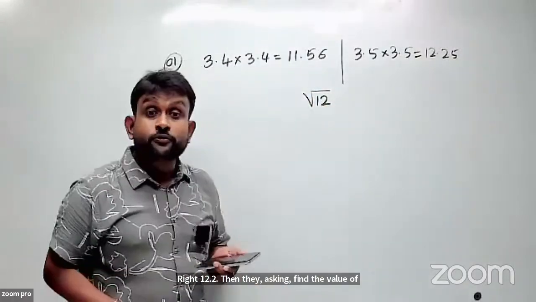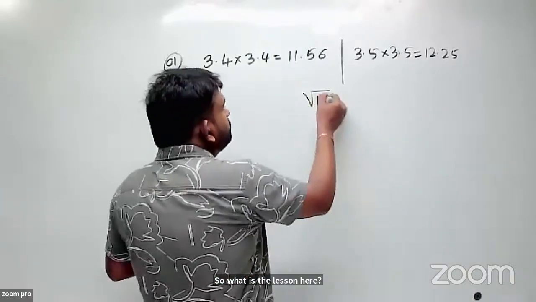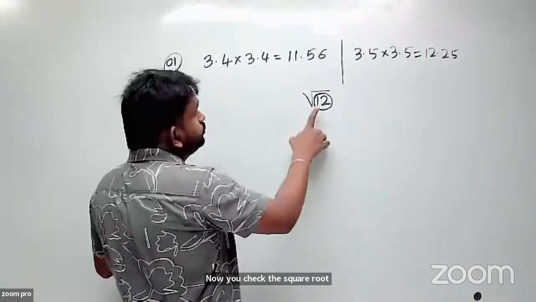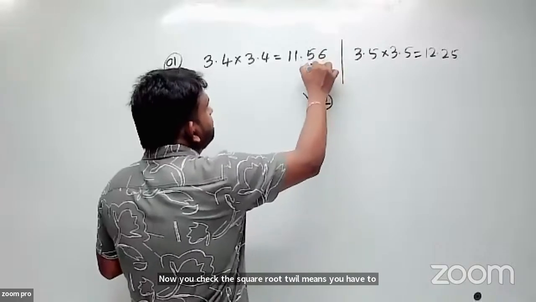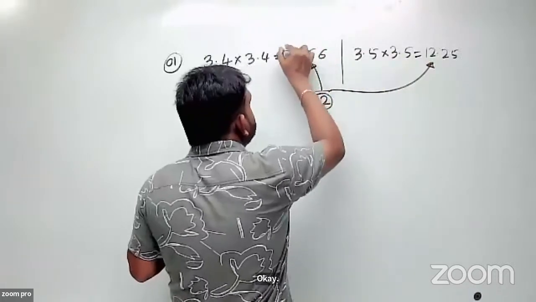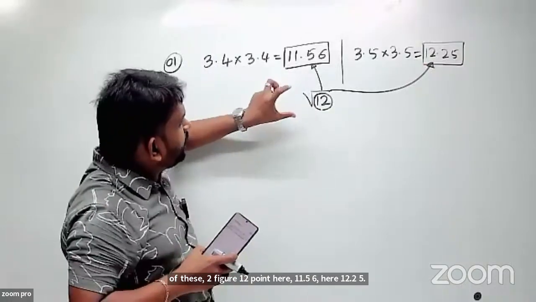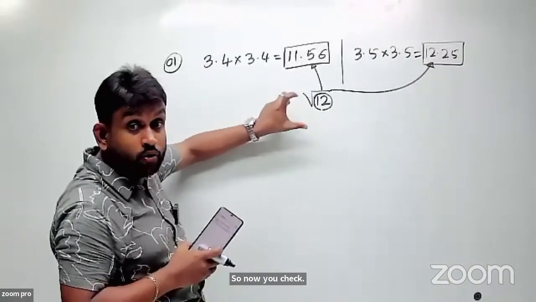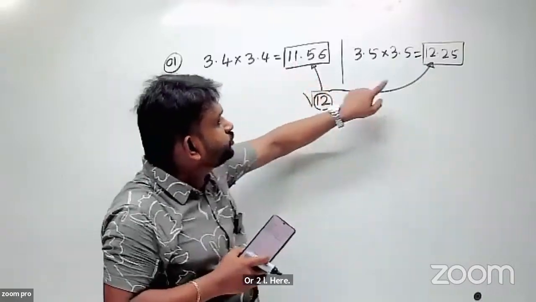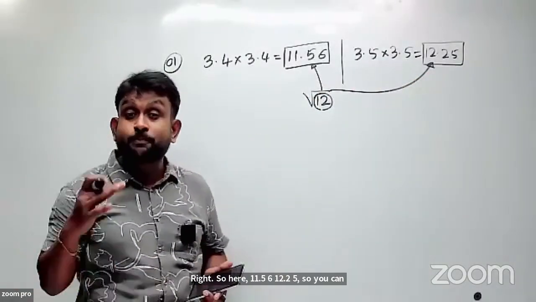So what is the lesson here? Approximation. To find the square root of 12, you have to check which of these two figures is closer to 12. Here we have 11.56 and 12.25. Check which is the best closer value for 12. You can calculate this in your mind without subtracting it.